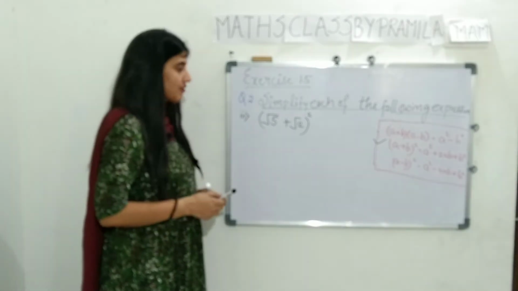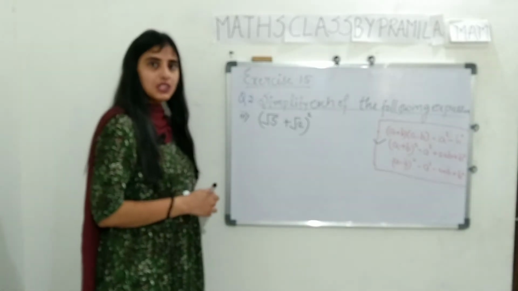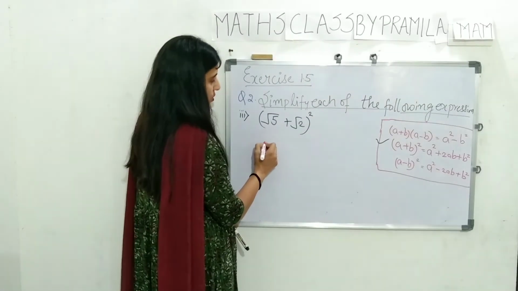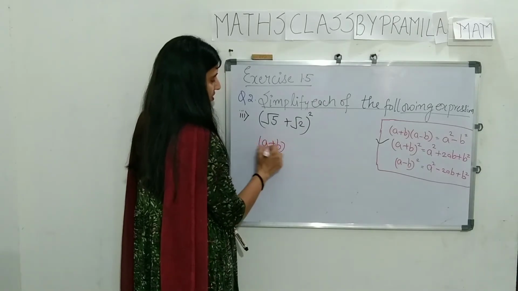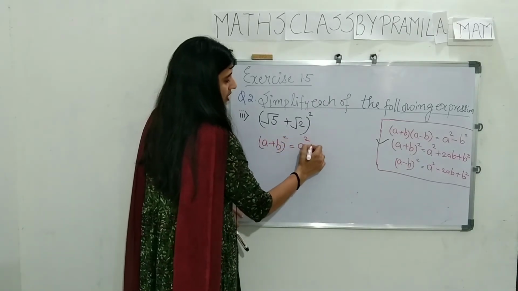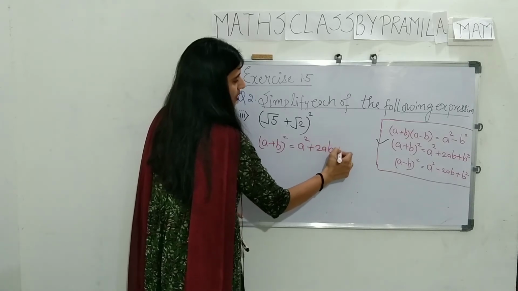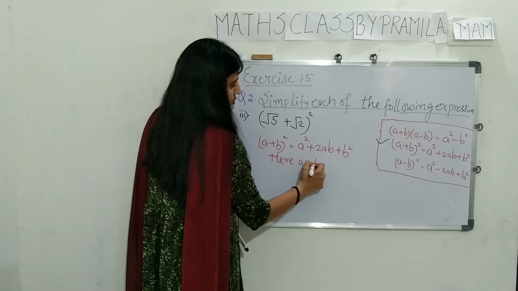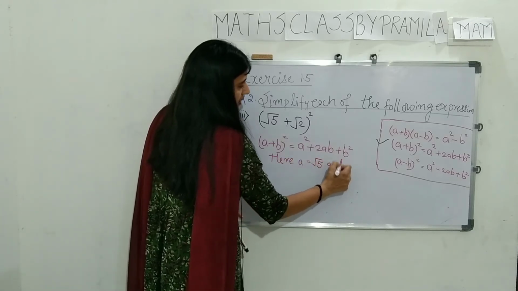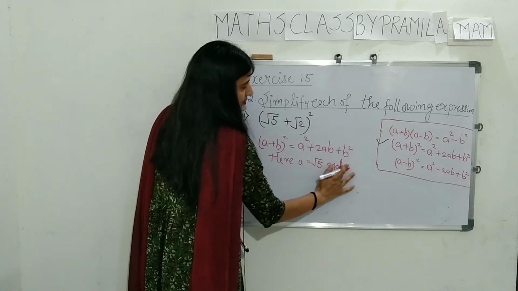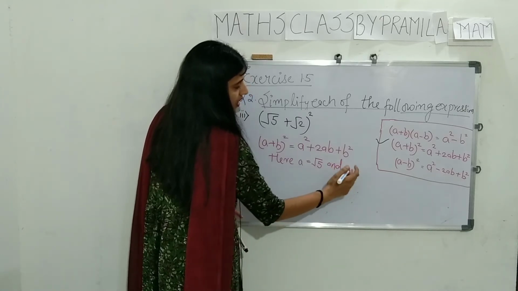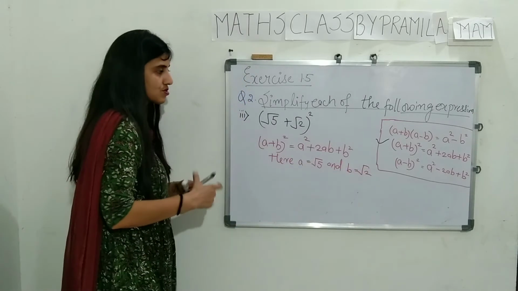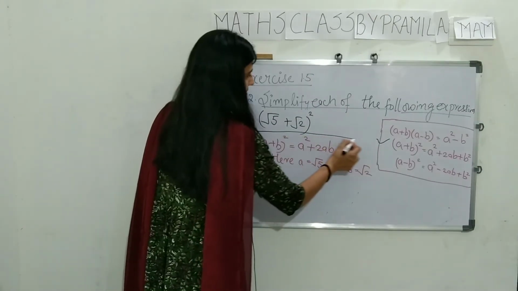जैसे मैंने first question में किया था, आप वैसे भी कर सकते हैं और आप directly identity भी use कर सकते हैं. Okay, so now I'm using the identity. So a plus b whole square equals a square plus 2ab plus b square. Here your a is root 5 and b equals root 2. Okay, understood? Now we'll put this in the box.